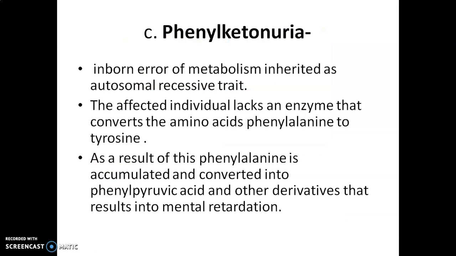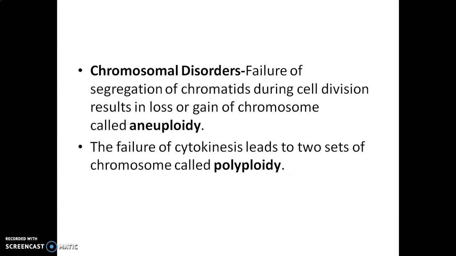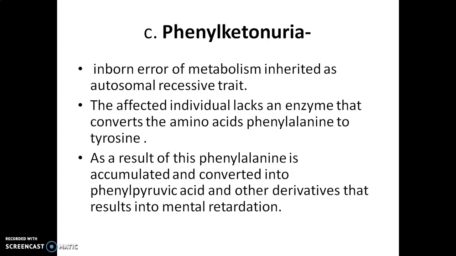Then the third one, phenylketonuria. It's an inborn error of metabolism inherited as an autosomal recessive trait. Here the affected individual lacks an enzyme that converts the amino acid phenylalanine to tyrosine. As a result of this, phenylalanine is accumulated and converted into phenylpyruvic acid and other derivatives that result in mental retardation. Okay, so these are three Mendelian inheritance disorders.